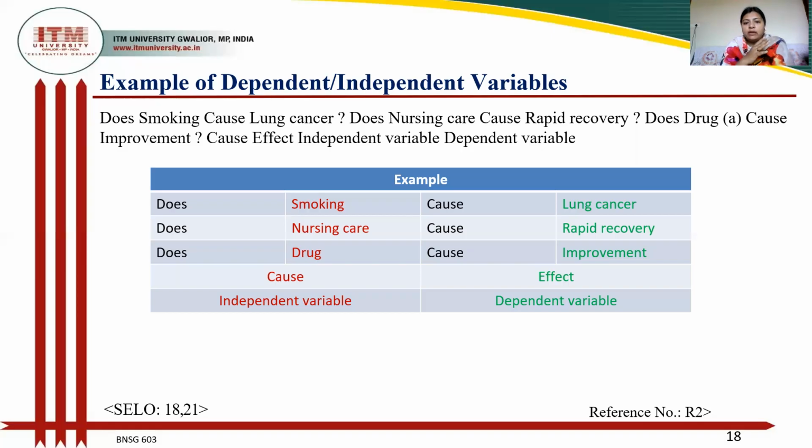This is what is the manipulation. नर्सिंग केयर देने वाले को भी रिकवरी है, नहीं देने वाले को भी रिकवरी है. ड्रग खाने वाले भी सुधर रहे हैं, नहीं खाने वाले भी सुधर रहे हैं. तो इसे कहते हैं मैनिपुलेशन. जब मैनिपुलेट करेंगे तो वो सीधा कॉज पे असर दिखाएगा, और कॉज सीधे इफेक्ट दिखा रहा है. So that is the dependent variable.